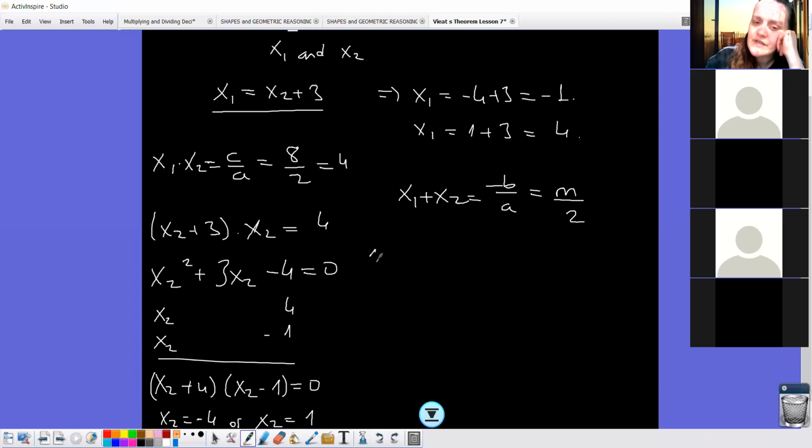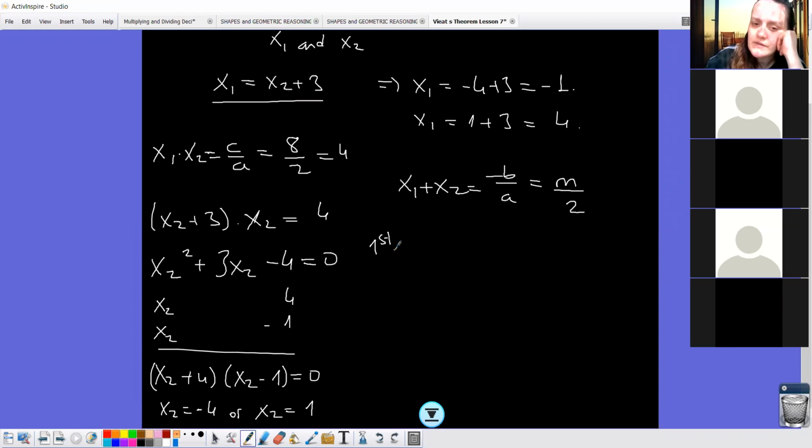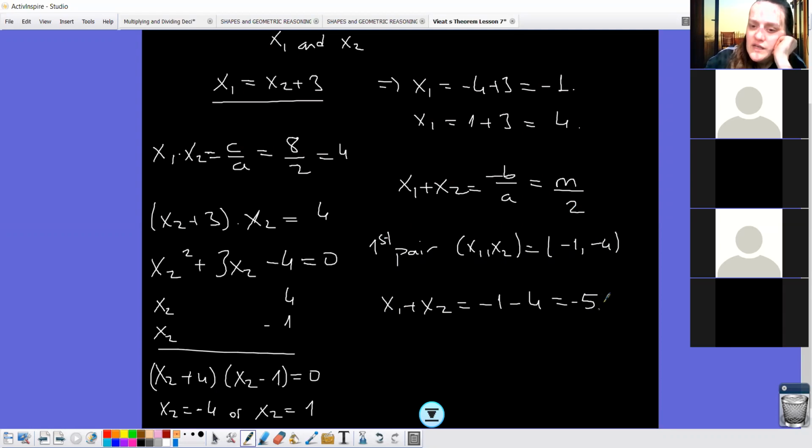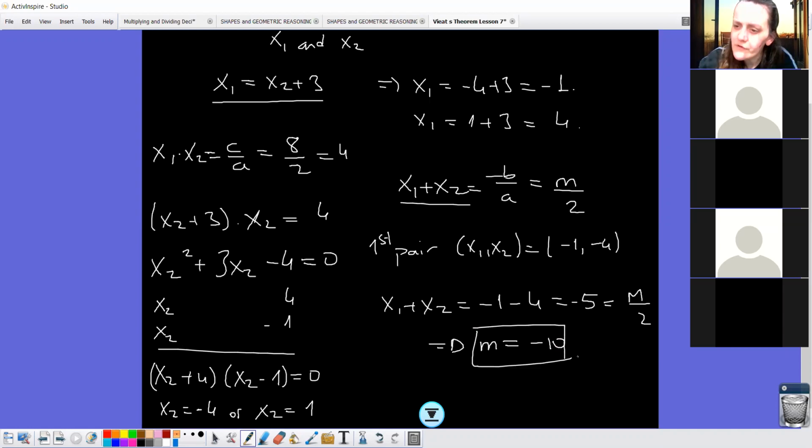Now I will take the first pair. Let's write like this, x1, x2. When x1 is minus 1, x2 is minus 4. With these two roots, x1 plus x2 will be minus 1 minus 4, which is minus 5. Then x1 plus x2 is m over 2. So from here, you will find m is equal to minus 10.